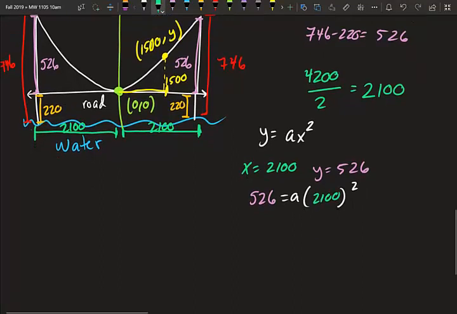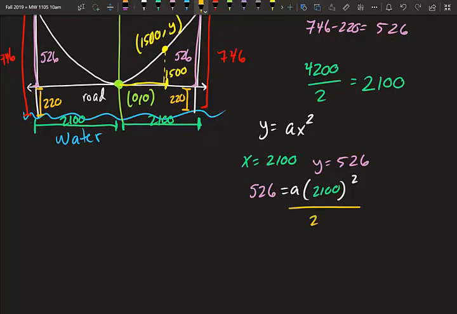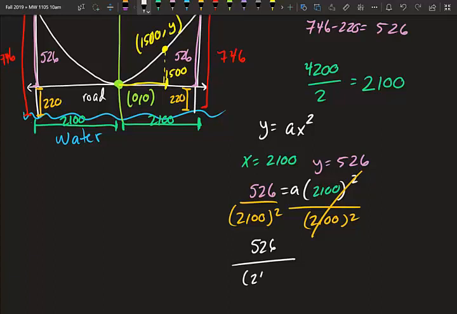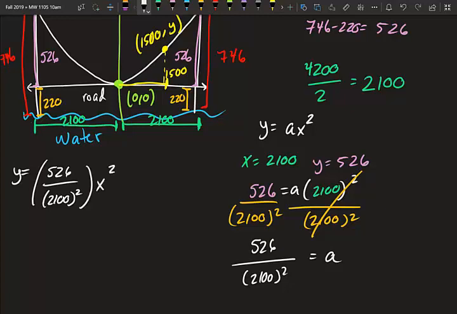I'm not going to simplify this. I'm actually just going to divide it out. So I'm dividing out 2,100 squared. So a is 526 over 2,100 squared, and that equals a. I like to keep it like that because, trust me, it is so much easier to work with like this. Okay, so that's what our a is. Let's plug it back into the equation. We have y equals 526 over 2,100 squared times x squared.